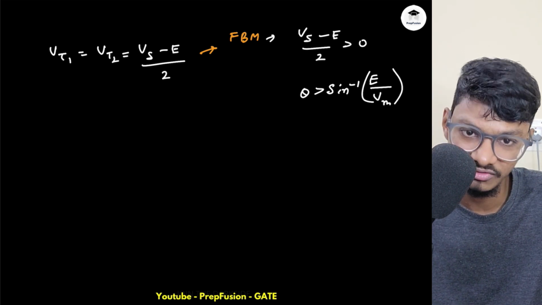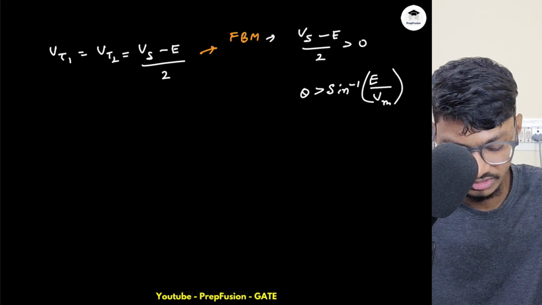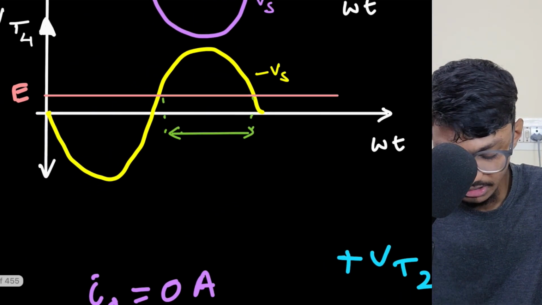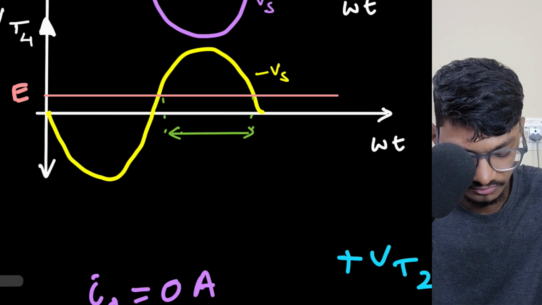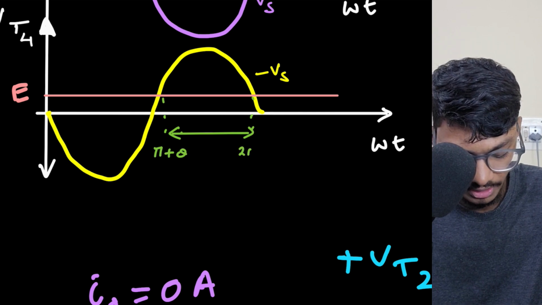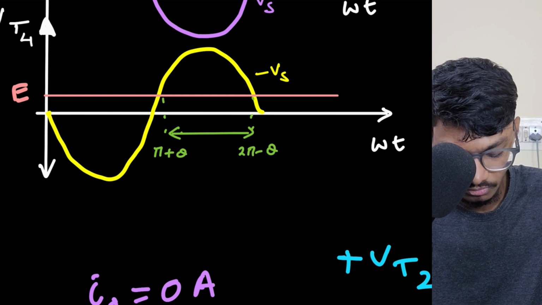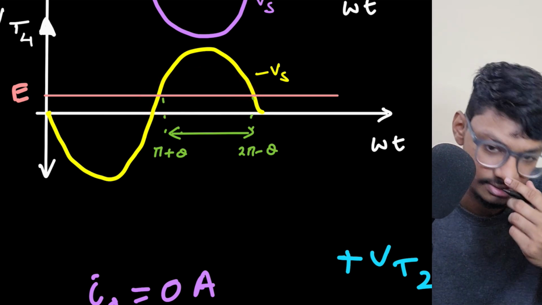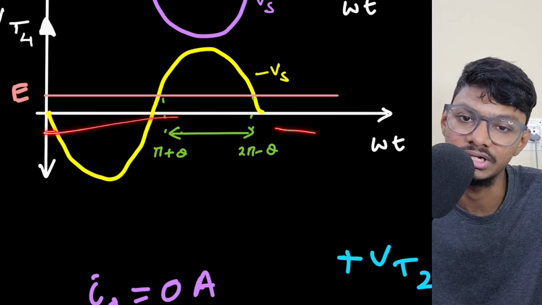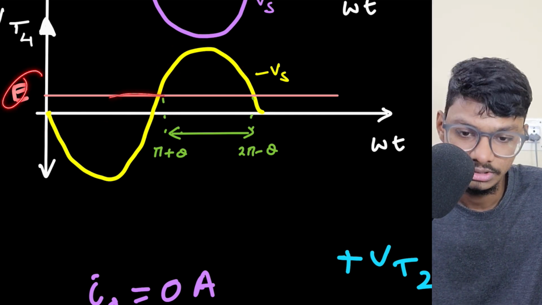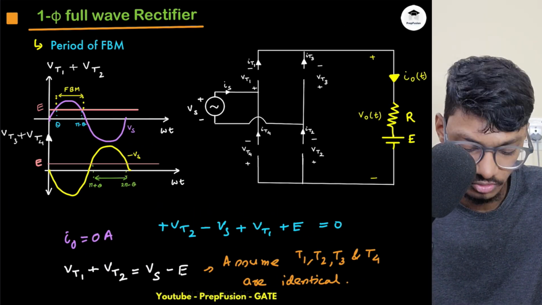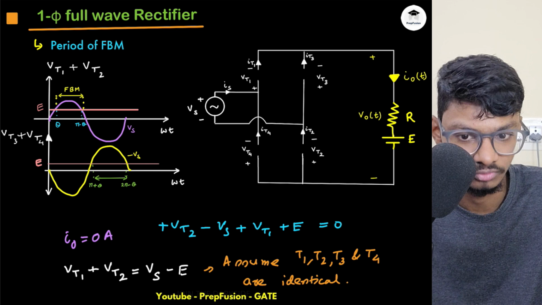So similarly, you can do it for this case as well, T3 and T4. You will see at this point, which is pi plus theta and 2 pi minus theta, the thyristors will be in the forward blocking mode, and for the rest, it will be in the reverse blocking mode. This value is E. So this was the analysis when all of them are off, and we got to know the forward blocking mode and the reverse blocking mode.